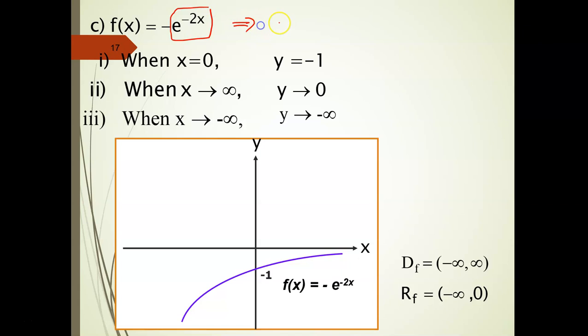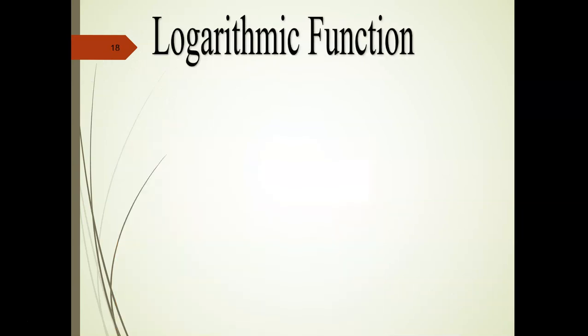If we first consider f(x) equals e^(negative 2x), your graph is actually here. Excuse my bad sketching of the graph, very bad. The red line is for e^(negative 2x), and then since we multiply with negative 1 in front here, it will reflect across the x-axis, then you have this line, the blue line. All right, that is how we sketch the graph for exponential function.